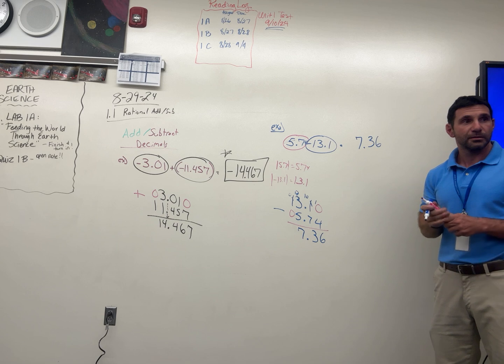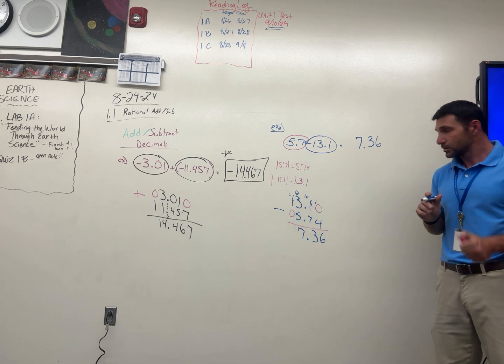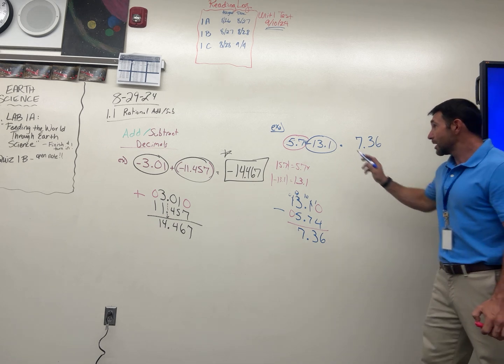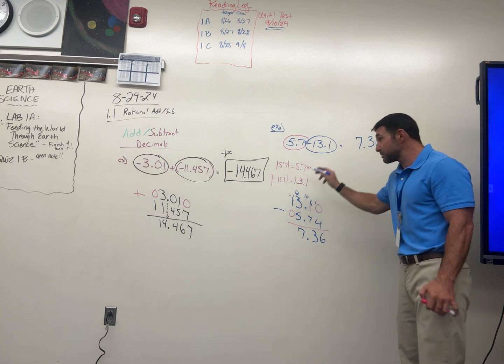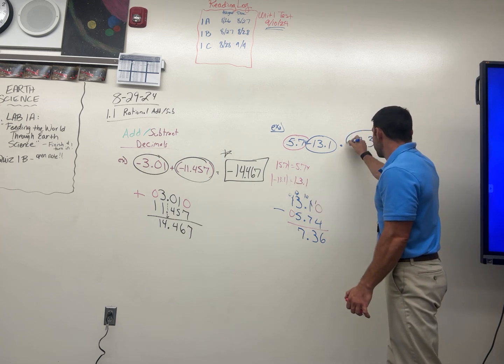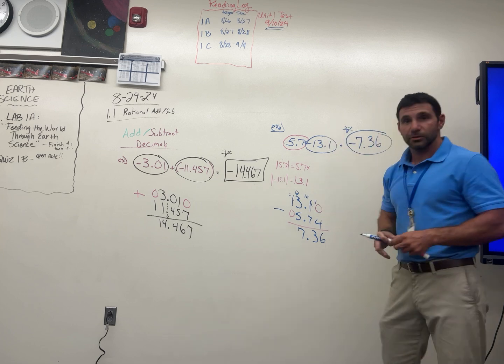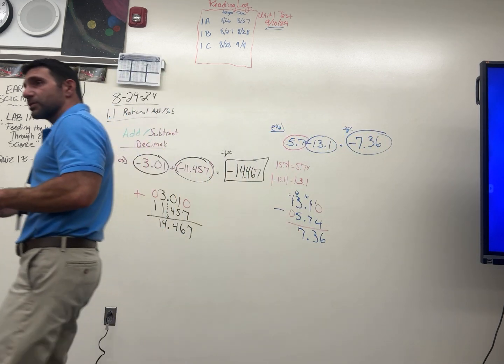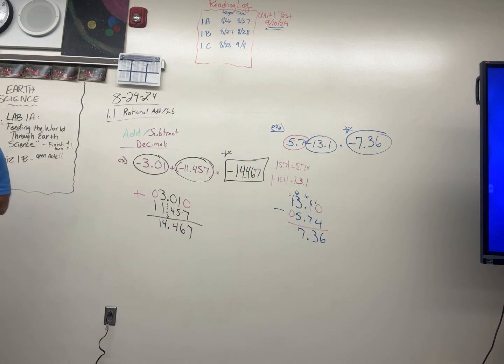Is that correct? Why not, Carlo? Because -13.1 is bigger. Yeah, the absolute value of 13 and 1/10 is bigger. We put the original sign of that back, and there's my answer. What questions do we have on this? Anybody's?